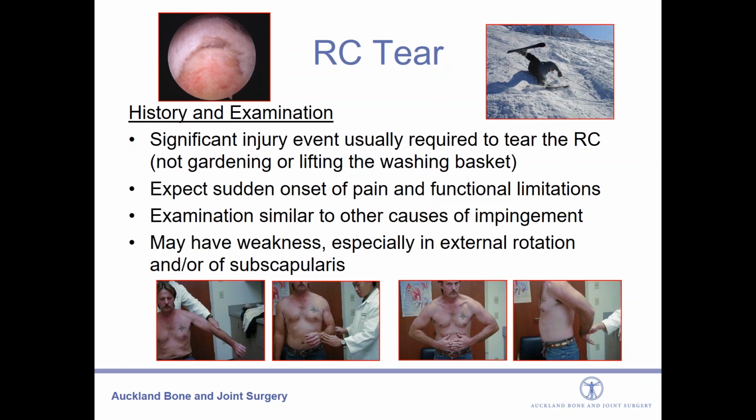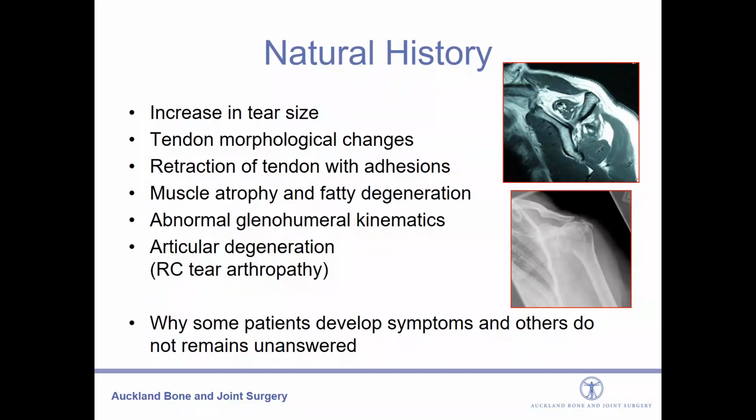So take the keys from your history. Also, if someone does suddenly tear their rotator cuff, they're going to know about it right at that time. They'll have sudden onset of pain, functional limitations. They're not the patient who a week or two later their shoulder starts getting sore. So identify and think about those keys. Examination doesn't really help you otherwise. The history is very important here.